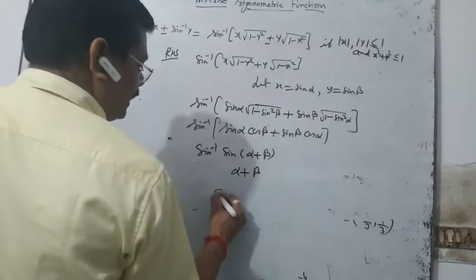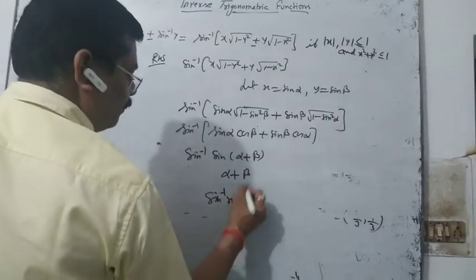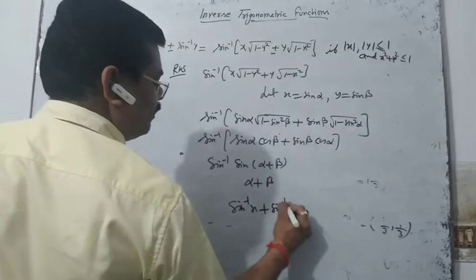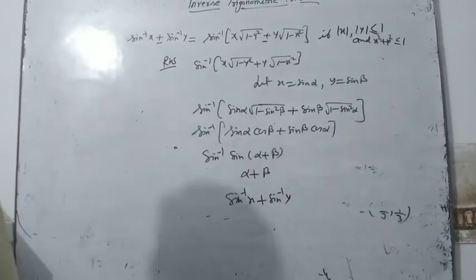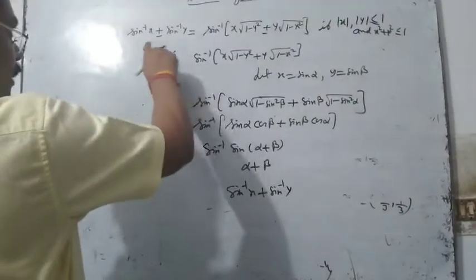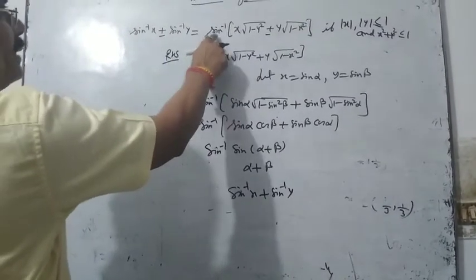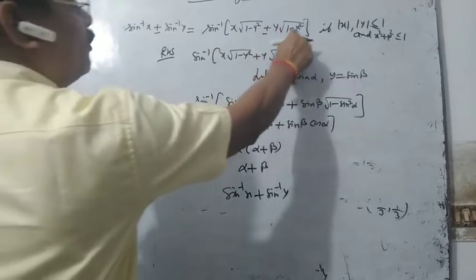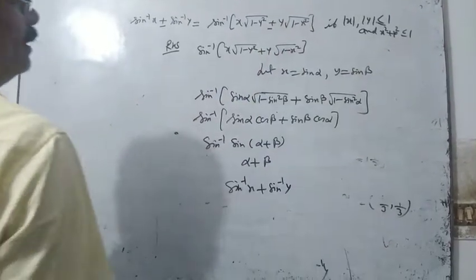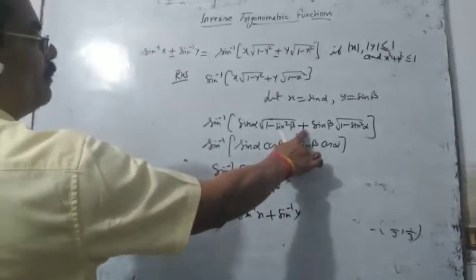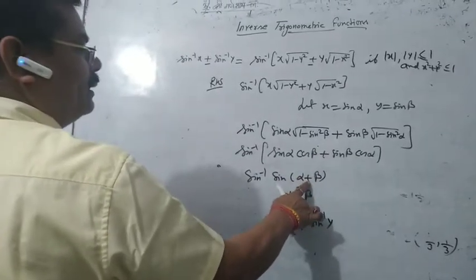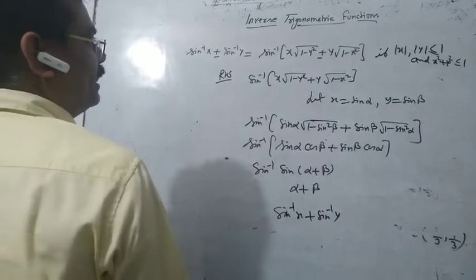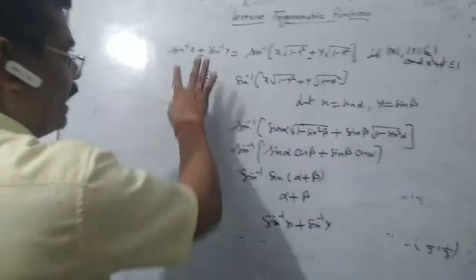Alpha is sine inverse x, beta is sine inverse y. This is sine inverse x plus sine inverse y. If the formula is sine inverse x minus sine inverse y, then write sine inverse of x root of (1 minus y square) minus y root of (1 minus x square). In place of plus, this is minus, then this is sine inverse x minus sine inverse y. Similarly, you can prove this. Again, cos inverse x plus cos inverse y.